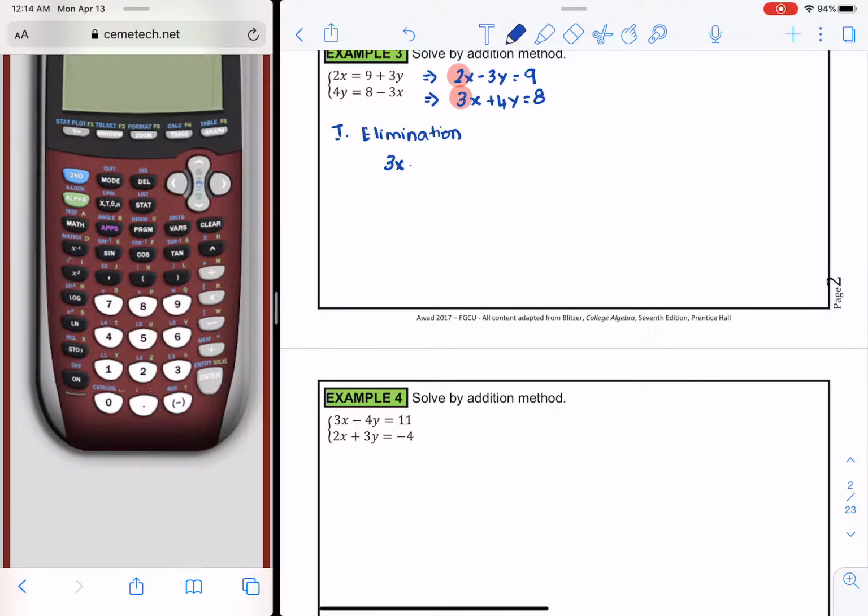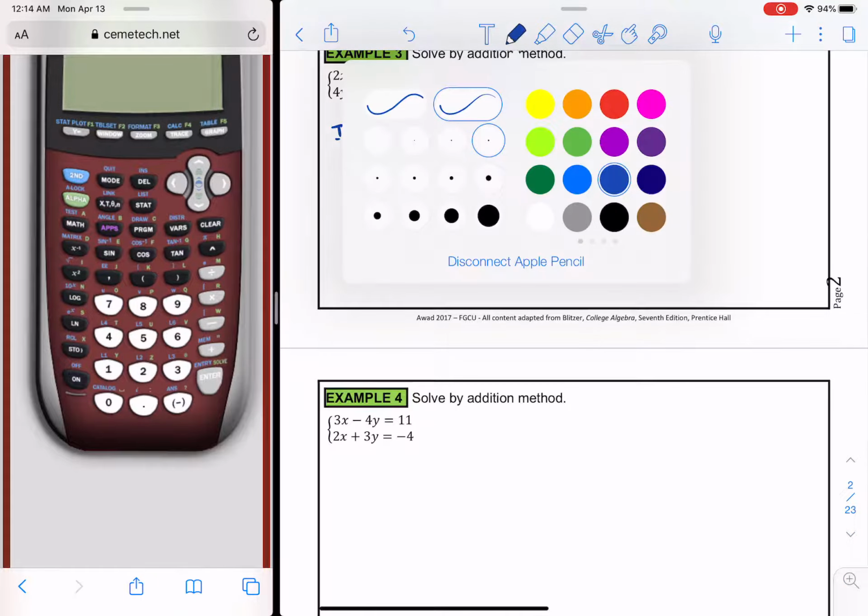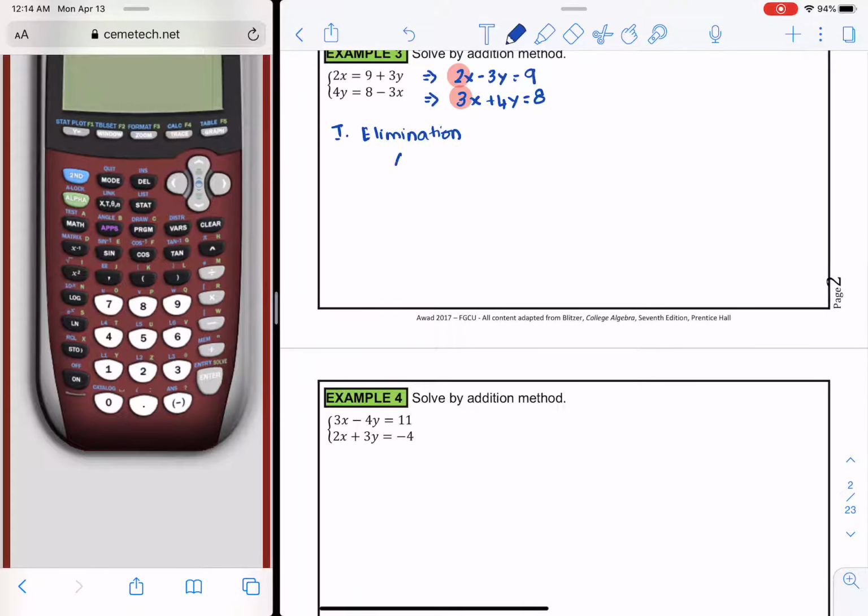3 times 2 would be 6. Negative 3 times 3 would be negative 9. 9 times 3 would be 27. I'm going to multiply the second equation by 2 on both sides. 6x plus 8y would equal 16. And I am going to subtract the 2.